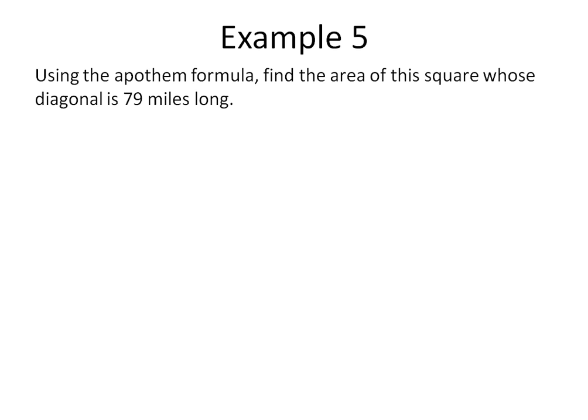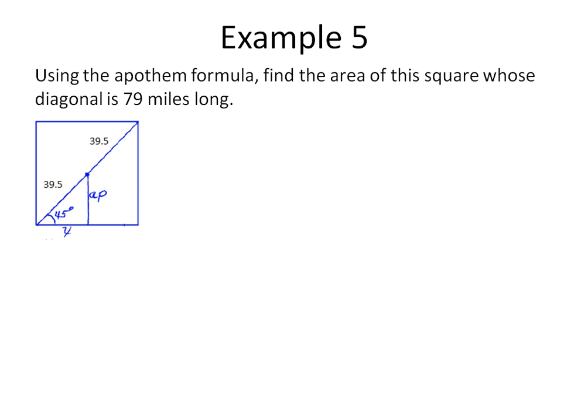Okay, example 5, using the apothem formula, they want us to find the area of this square whose diagonal is 79 miles long. Notice this time they're giving us dimensions. So this whole thing is 79 miles long. That means that each radius here, or each half of the diagonal, is 39.5 miles.